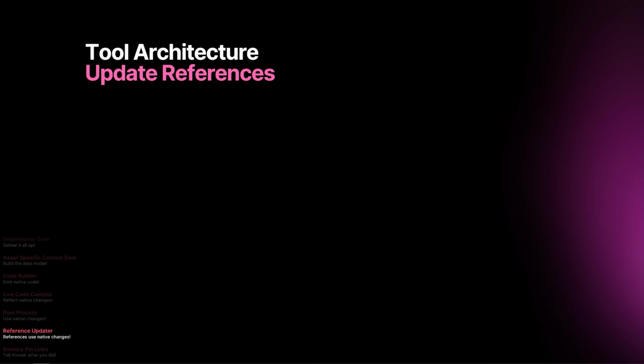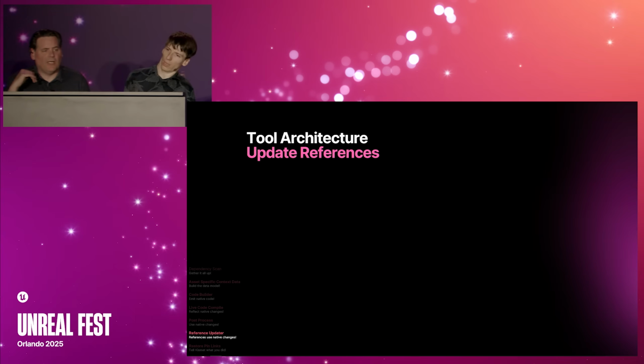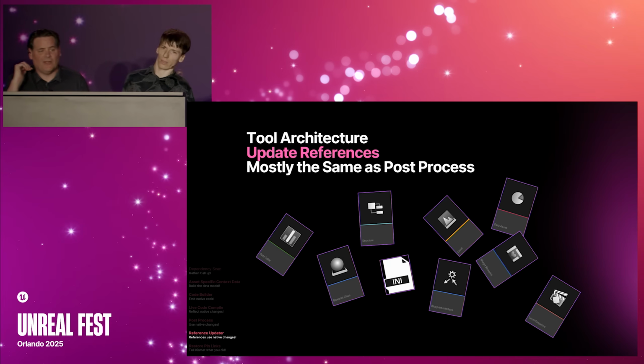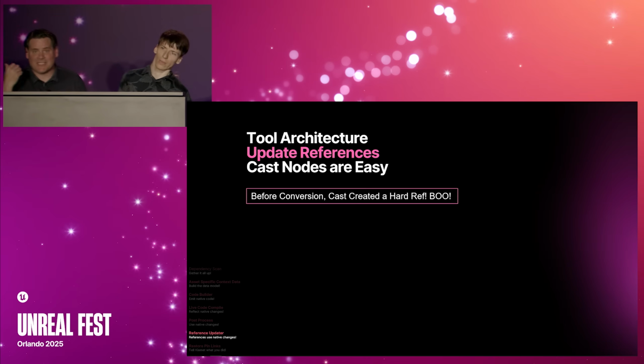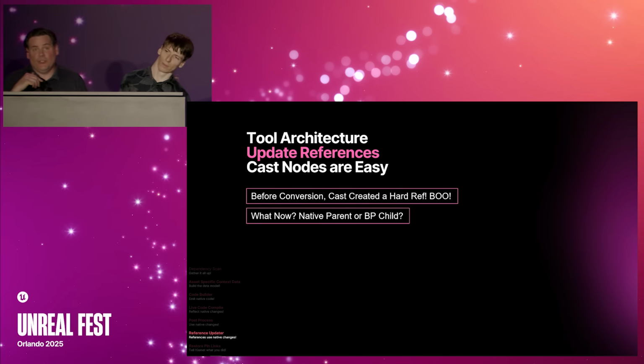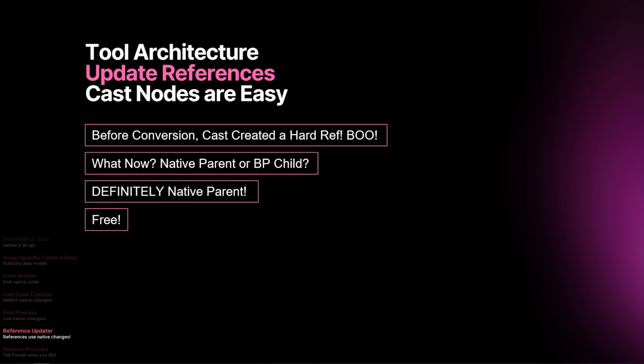That's right. So now we're in the second to last step, similar to post-process, but we're updating all the referencers, right? There's some important call-outs here. These are for everything in BP that references the things you converted, right? Cast nodes just became super easy. Before they were hard references. Well, now you can cast them to the native type, which is free and safe, and you definitely want to use the native parent, not the BP one. Now it's a simple pointer assignment. It's a soft reference. It's awesome.